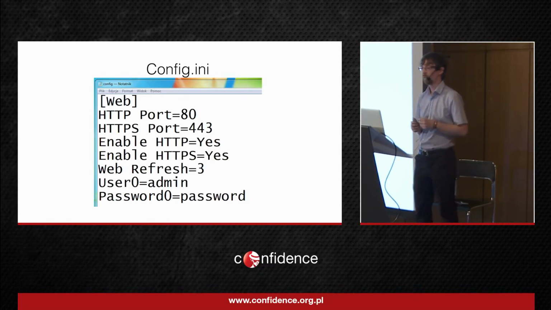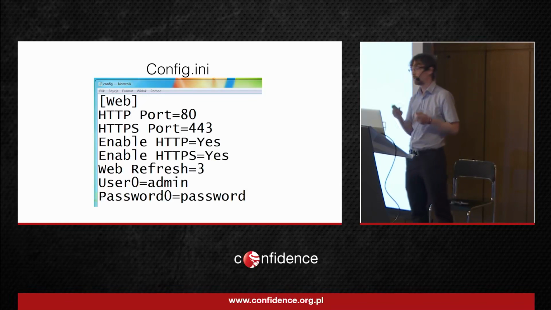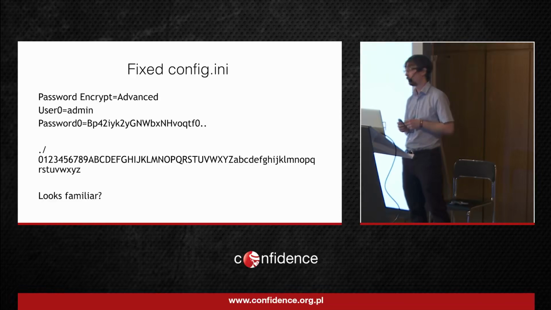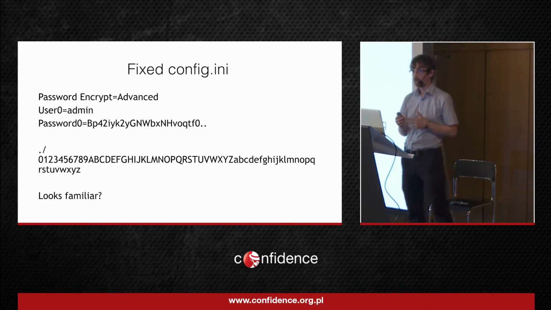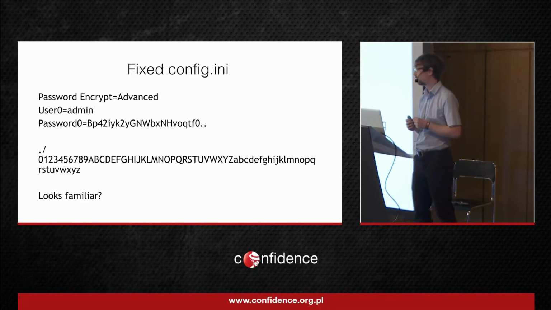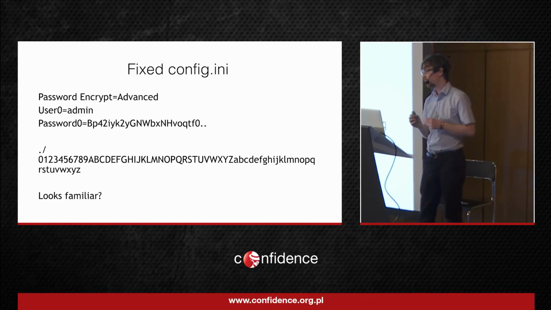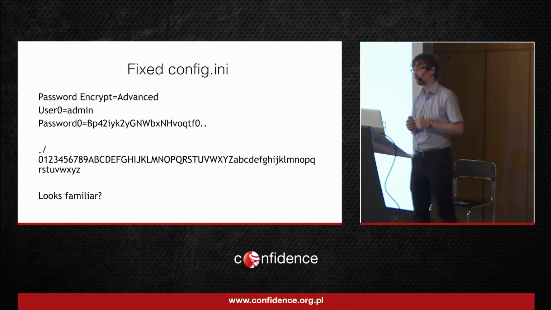So I sent a message to the vendor, hi guys, you need to change this. And after a while, I got a new build. Of course, they didn't change permissions, so every user can still read the config file. But right now we have something called advanced encryption, and as you can see here, the password looks different. But let's think for a while about this password and replace the dot with an equal sign. Then this password looks very familiar, like base 64.